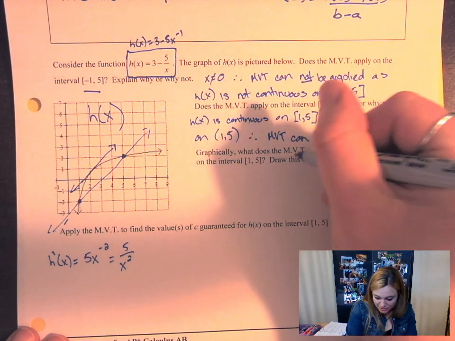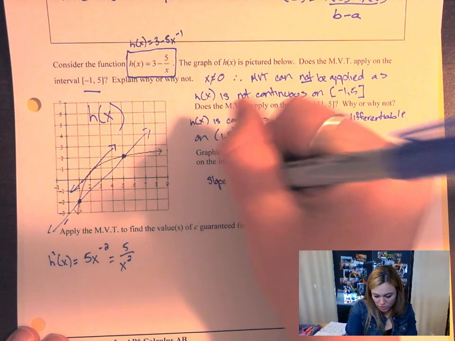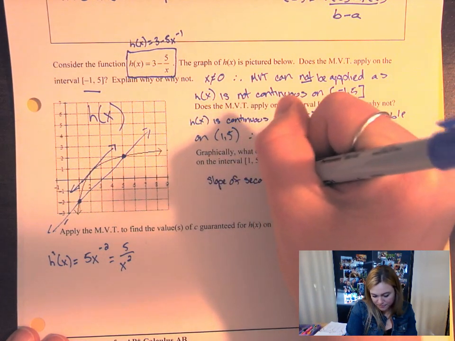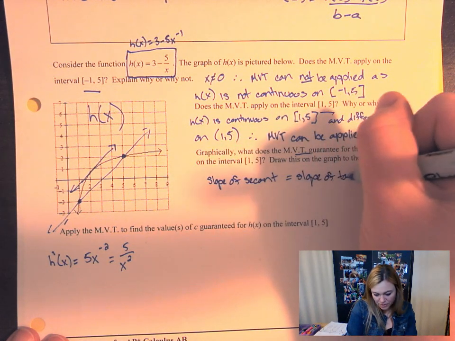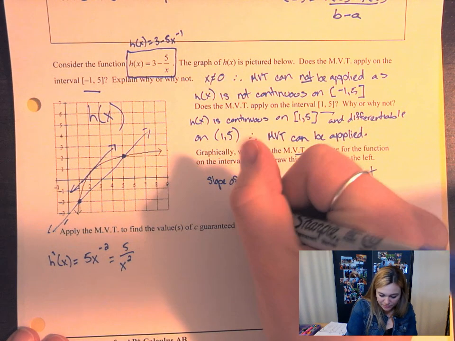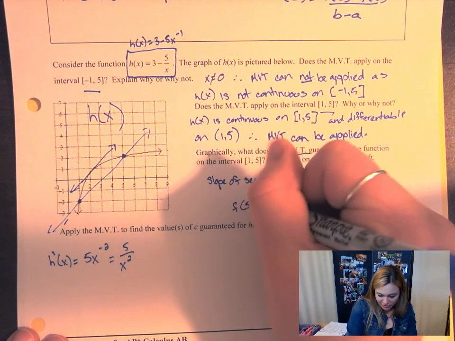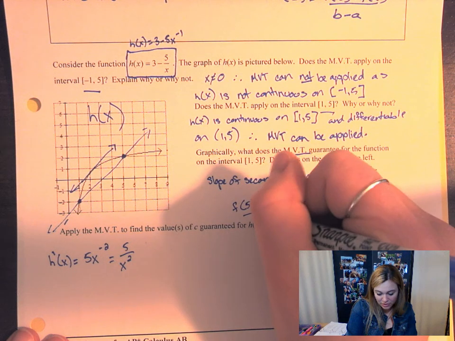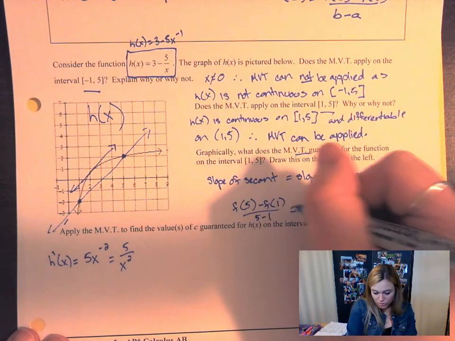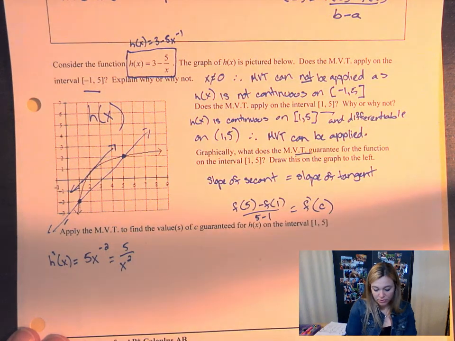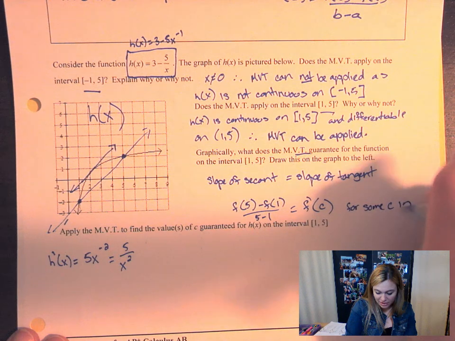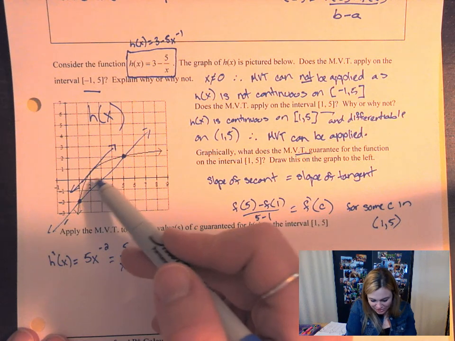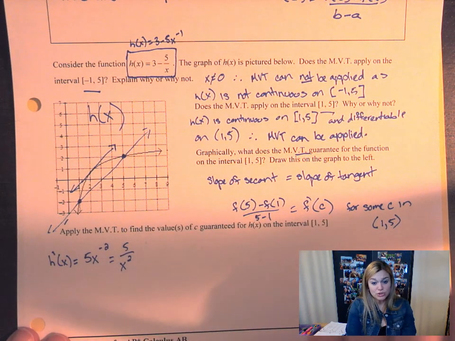What does this mean? Slope of the secant equals slope of the tangent at some c. Or I can say there's somewhere where f of 5 minus f of 1 over 5 minus 1 is equal to f prime of c, for some c in 1 to 5. So somewhere in here, and it looks like this one is like a 2 maybe, or close to that. So let's try it.